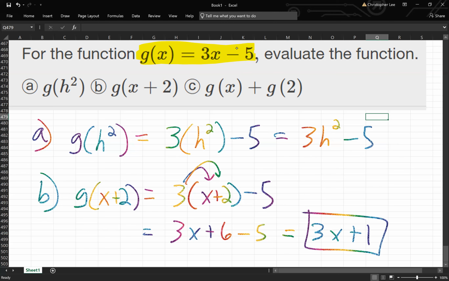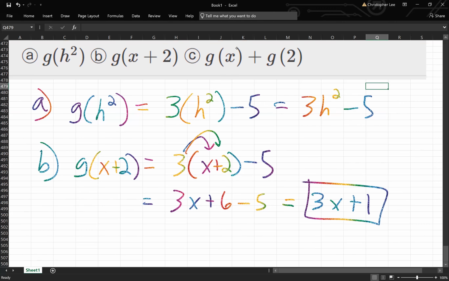If it was squared? Squared first. Exponents first, then multiplication. Yeah. So now, let's look at C.